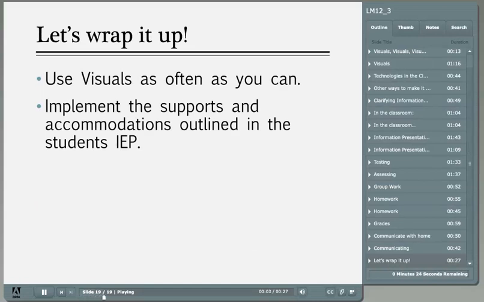So, while we wrap this up, visuals. Use them, love them, as much as and as often as you can. Use them to support and allow them to permeate your instruction and when you support students. Be sure to follow any accommodations that are listed in the student's IEP. I hope that you walk away with ideas that will help you better support students who are deaf and hard of hearing.